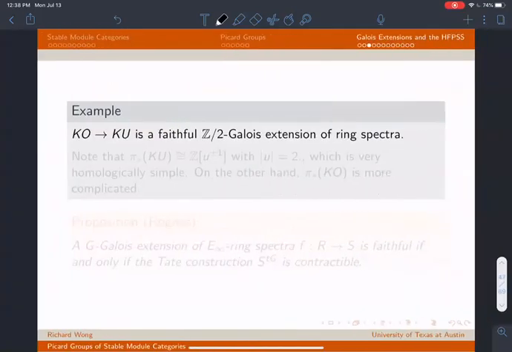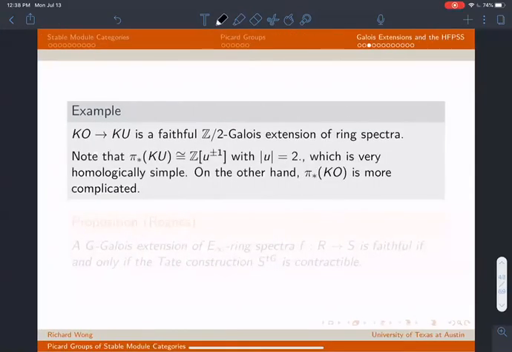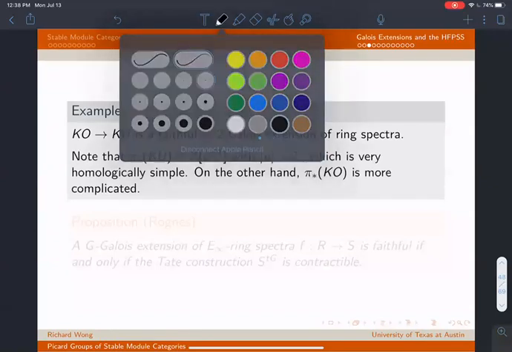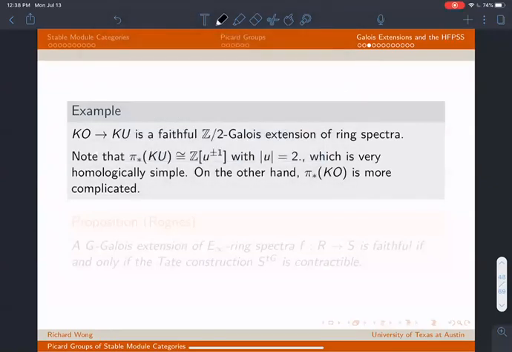So our first example, and really the main example of this talk, is going to be from real K theory to complex K theory. This is a faithful Z mod 2 Galois extension of ring spectra. And this is nice because ultimately we want to compute the Picard group of KO. And the nice thing is that we understand the Picard group of KU well, and we understand how Z mod 2 is going to act on this.